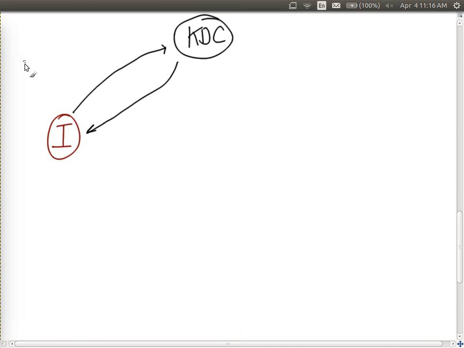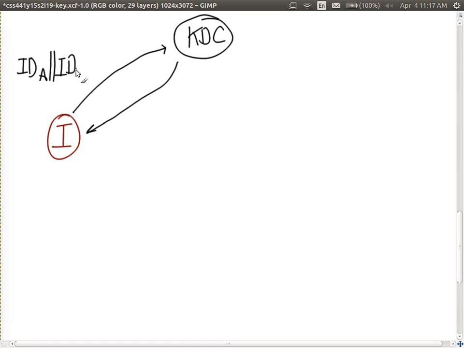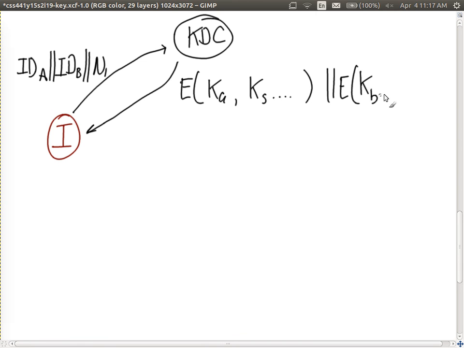We pretend to be user A, we send a message to the KDC. What's the response? We'll not write it all, I think it takes a bit much time, but encrypted with KA, KS and the other parts combined with encrypted with KB, KS and ID of A. So this is the first two messages. Everything's the same as the normal protocol, but it was sent by user I, the attacker.